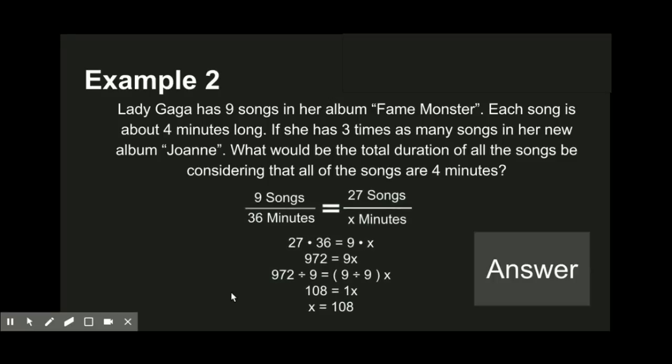Now that we have the proportion set up, we have to cross-multiply. We will multiply 36 and 27 first. You should have gotten 972. We also know that 9 times x equals 9x. Our equation should now look like this. 972 is equal to 9x. Now simplify the equation. 972 will be divided by 9, and 9x will also be divided by 9, since 9 is the coefficient. The equation is now completed. Lady Gaga's new album is 108 minutes long.